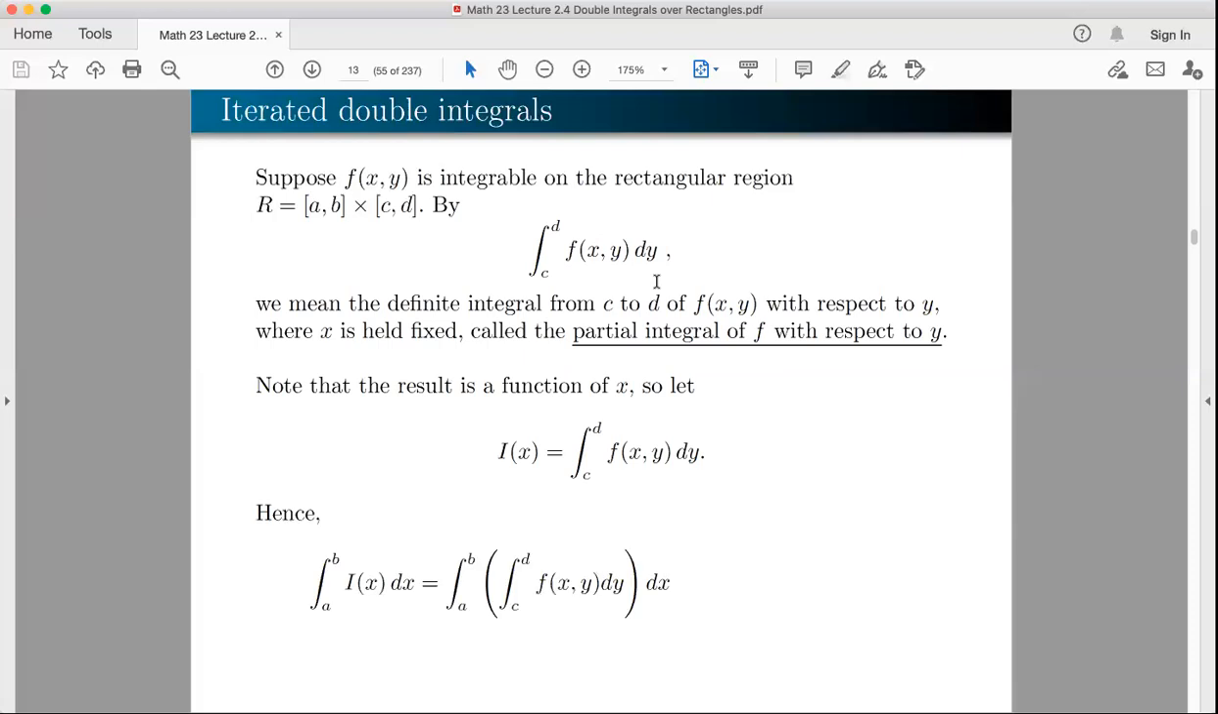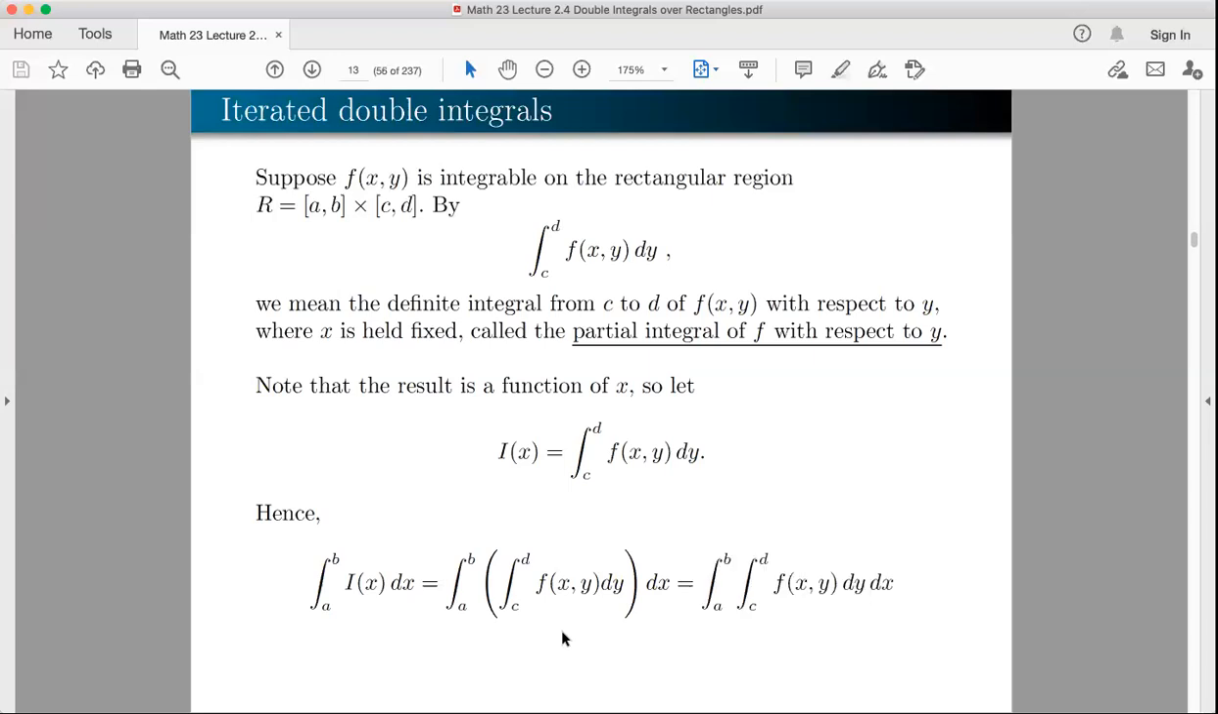Therefore, if we get the integral from a to b of I of x, then that is the same as the integral from a to b of the integral from c to d of f of x, y dy. Then we have dx outside. Because this integral inside is just I of x. Now, for mathematicians, we can remove the parentheses. We don't need to be too formal about notations.